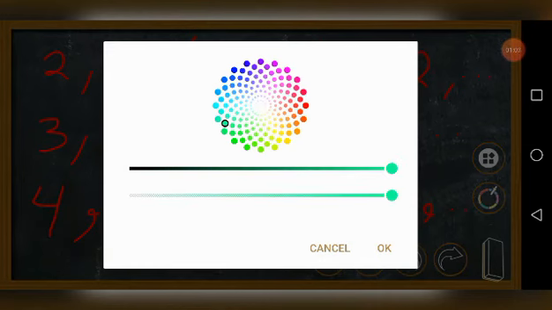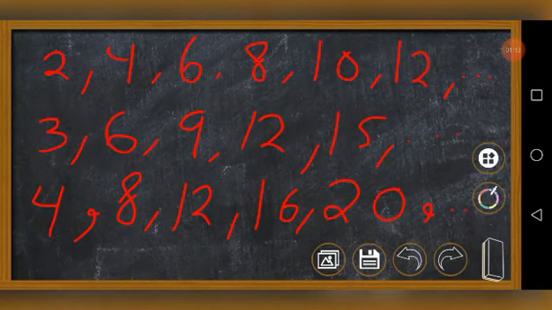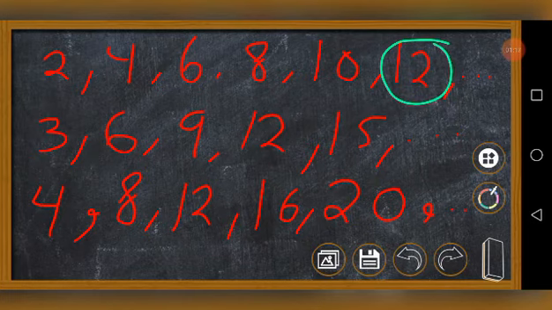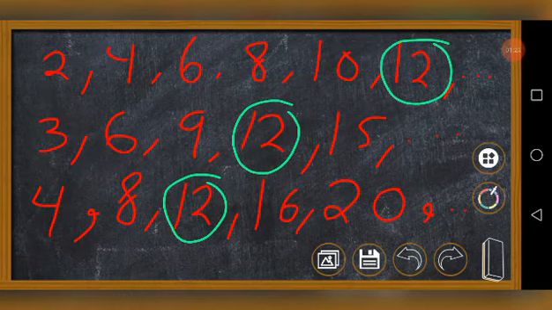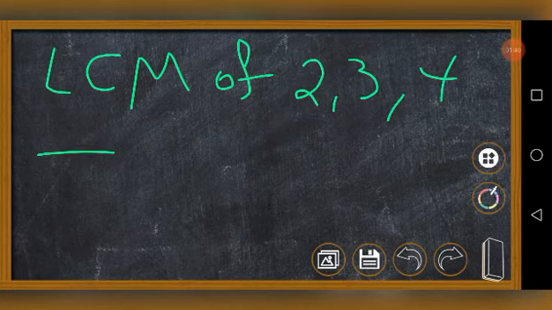So I will choose the least common multiple, which is repeating in the multiples for each number 2, 3 and 4. The multiple which is repeating is 12, and this is the least or the lowest common multiple. So the LCM of the 3 numbers 2, 3 and 4 equals 12.